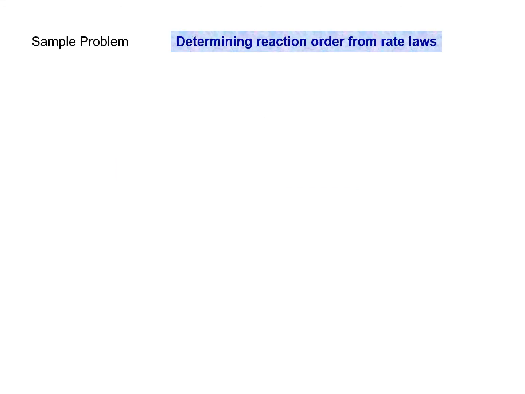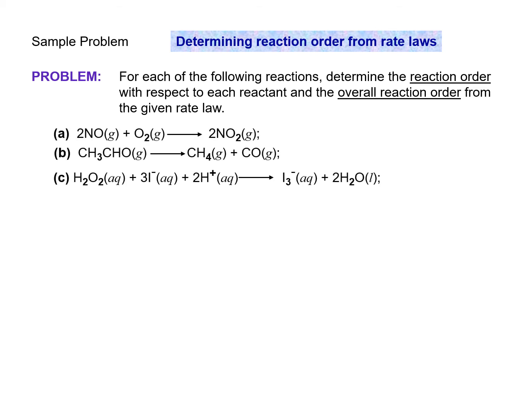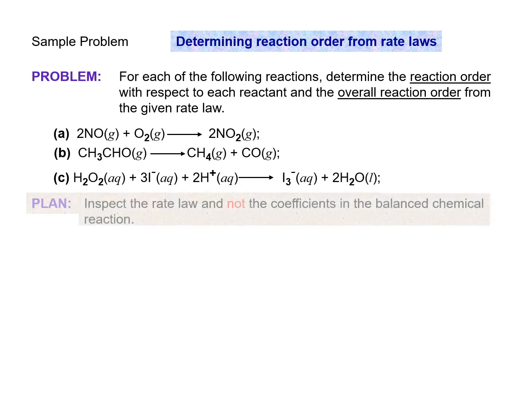So let's take a look at some sample problems. Let's determine the reaction order for the rate laws. For each of the following reactions, determine the reaction order with respect to each reactant and the overall order from the given rate. So we've got 3 equations that we are going to do this with. There they are.